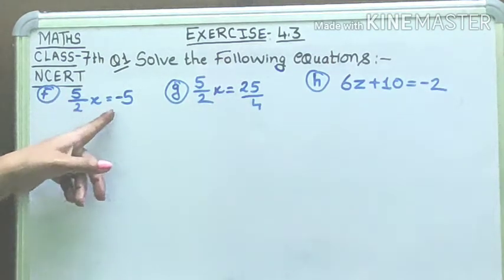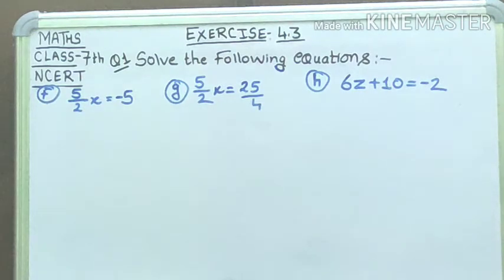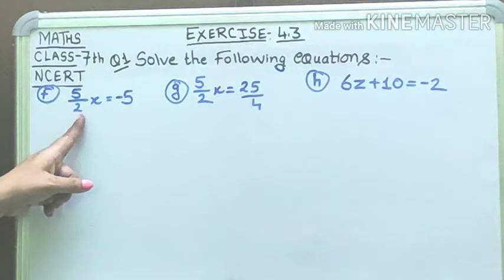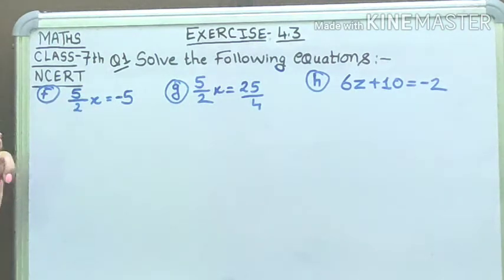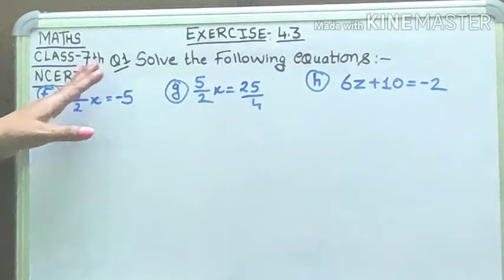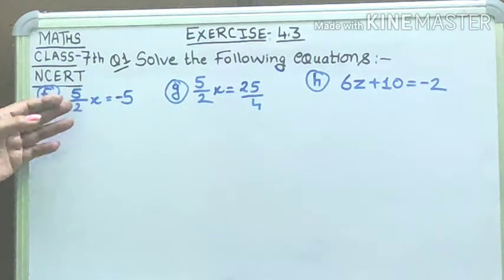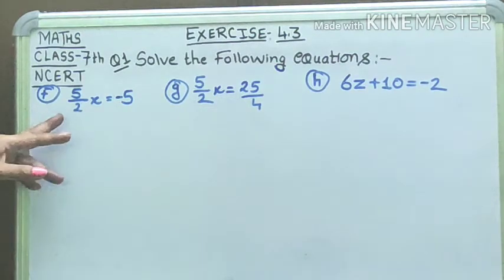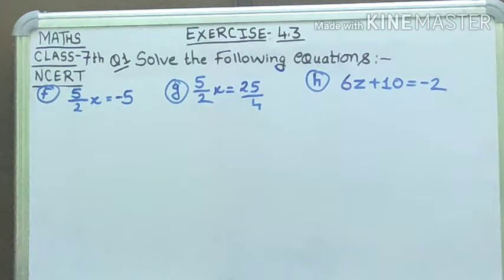5 upon 2 x equal to minus 5. Solve the following equation. This is the equation given and we have to solve it. In the previous video I solved all the questions by transposing the terms, by transferring the terms. So this question also I will solve by transferring the terms.